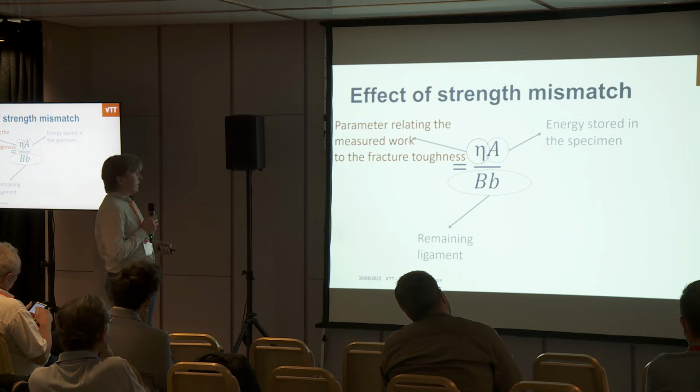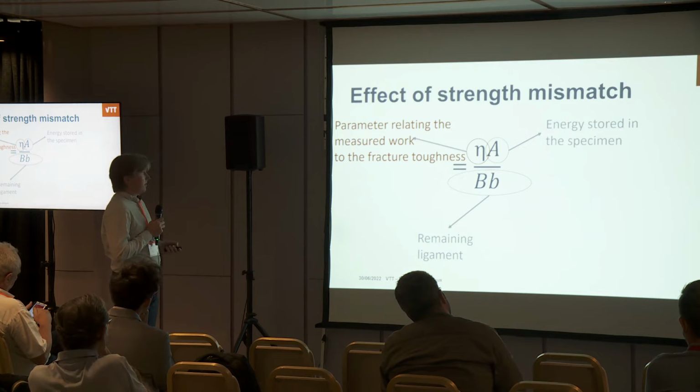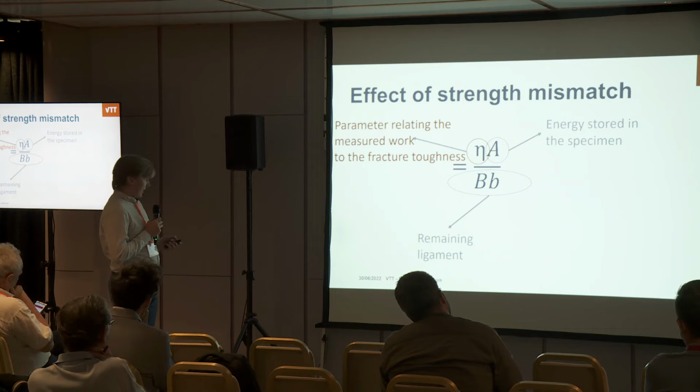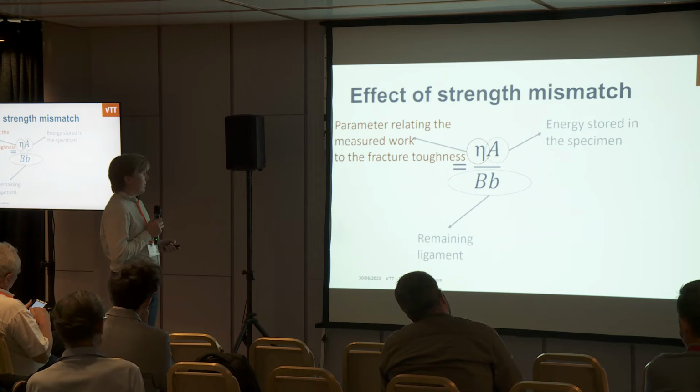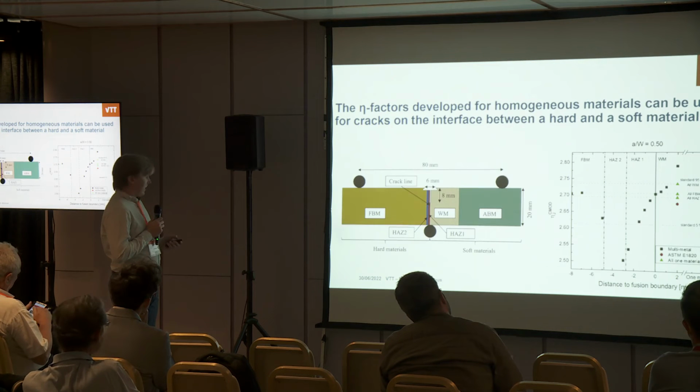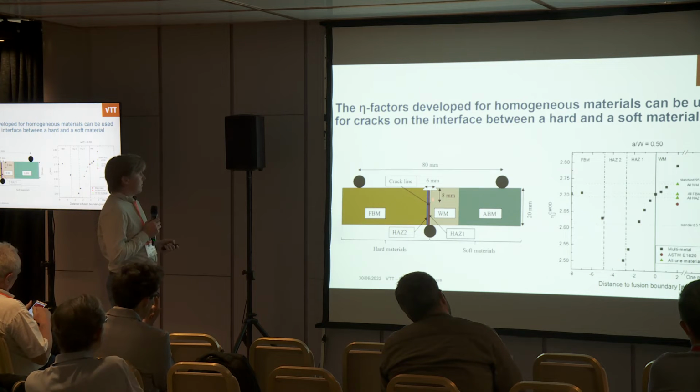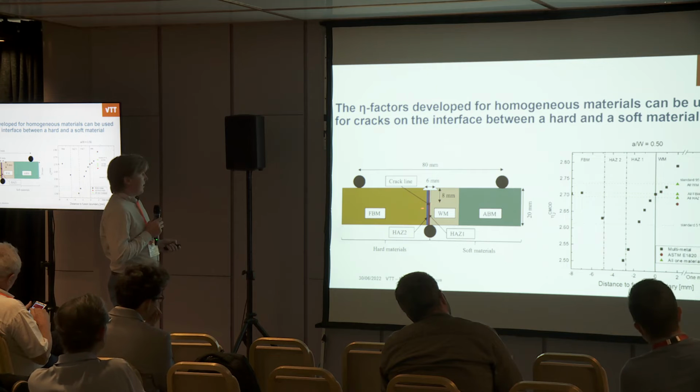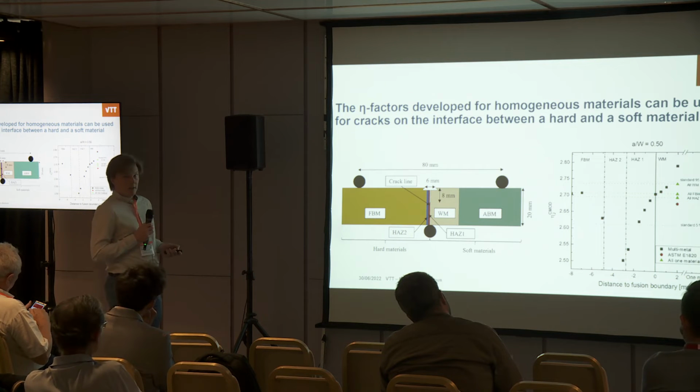So towards the results, the eta factor: for those of you who are familiar with fracture toughness characterization, it's this kind of equation that relates the measured force and displacement to the fracture toughness. And we model this type of model with a crack at the fusion boundary or close to the fusion boundary. We had different regions to simulate the different locations of the heat affected zone.